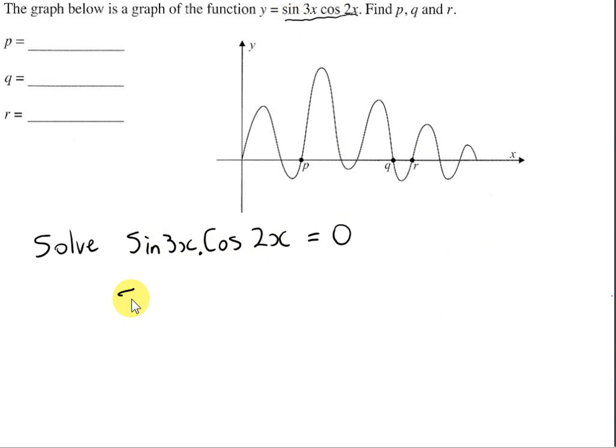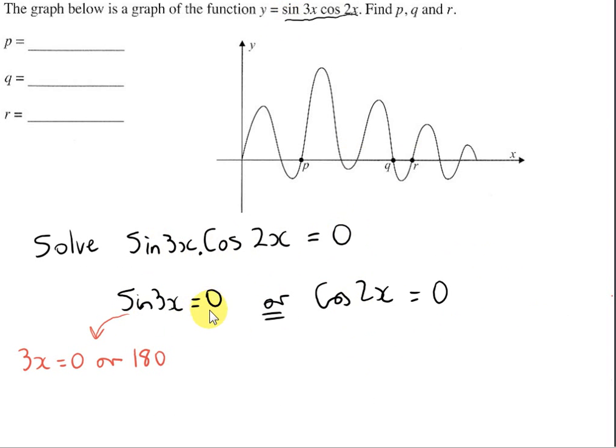So straight away we can write down two equations from this. Sin 3x equals 0 or cos 2x equals 0. So from this complicated looking equation we get two simple trigonometric equations, and we've covered how to solve them in previous videos.